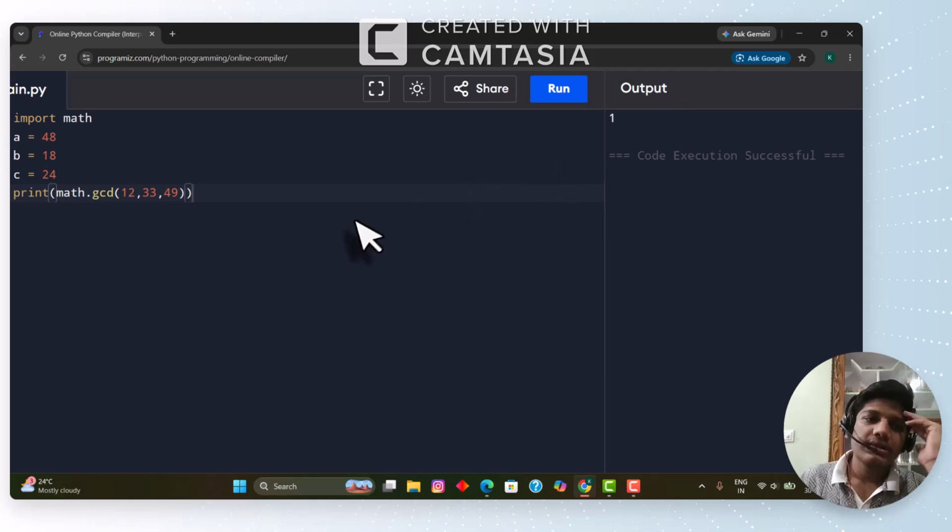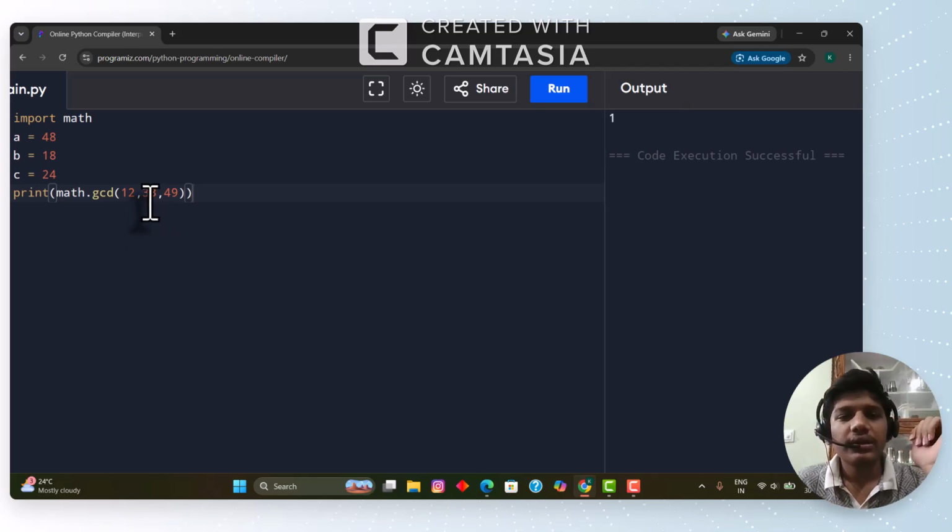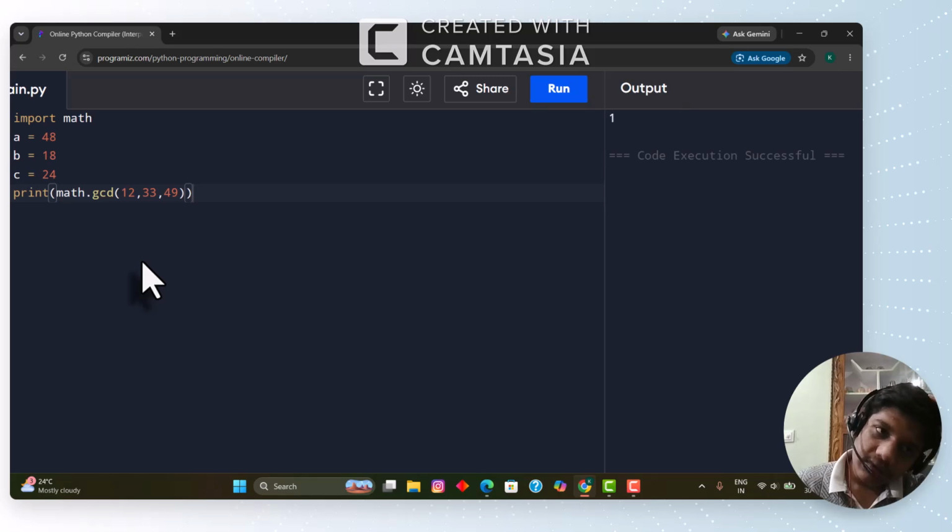Because see here, 12 is divisible by 2, but 33 and 49 are not divisible by 2. When we go to 3, both 12 and 33 are divisible by 3. But 49 is never divisible by 3. Then we go to 5.